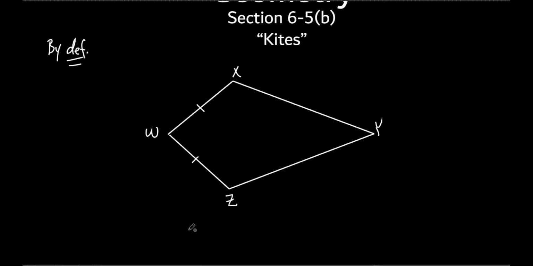There's something else that's equal by definition. What else is equal? Give me letters. Name stuff. Now you can do this one, Tristan. Okay, XY is equal to what? ZY. Good. All right. So it has exactly two pairs of consecutive congruent sides. Yeah, the definition said something like that, okay? So by definition, that's what we know.